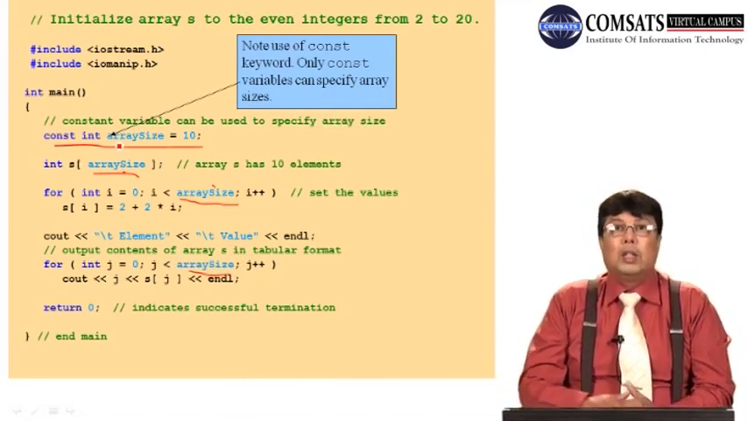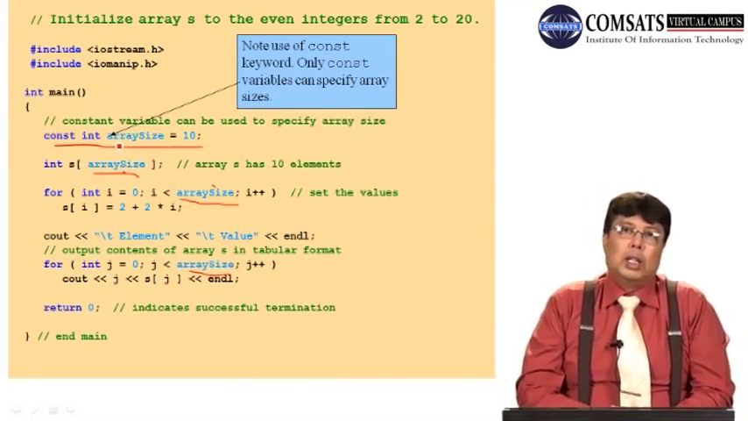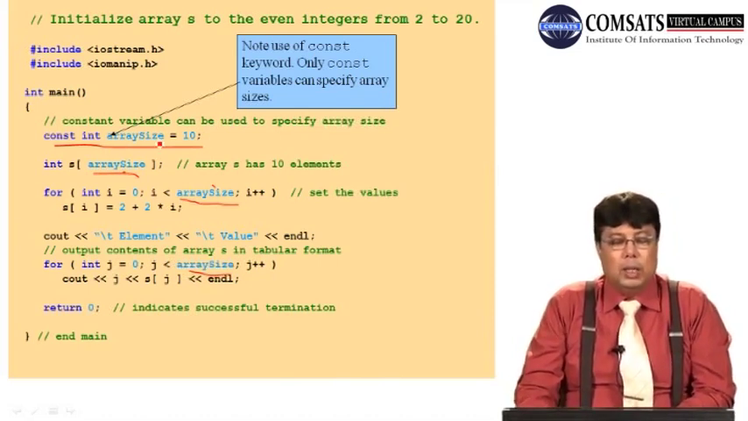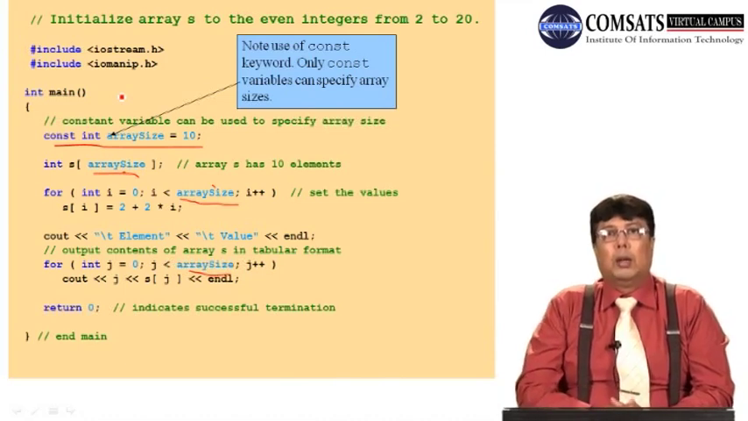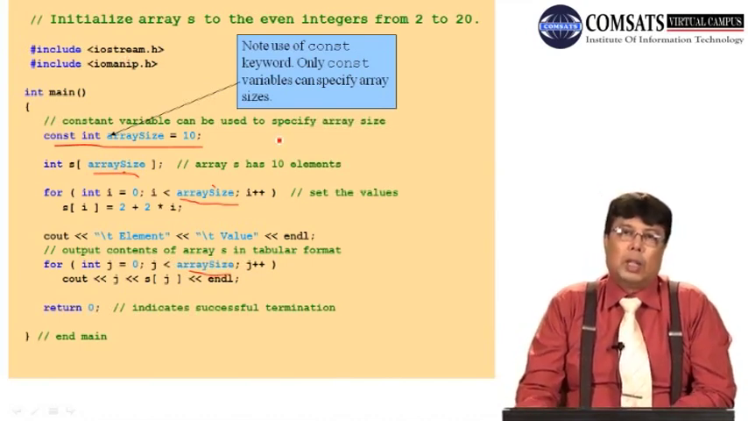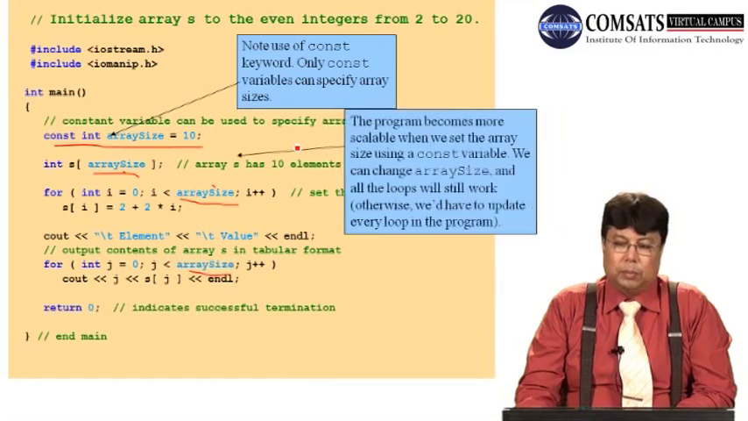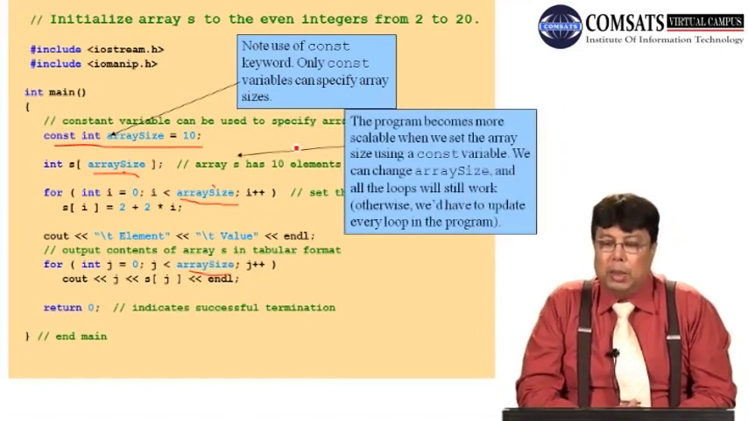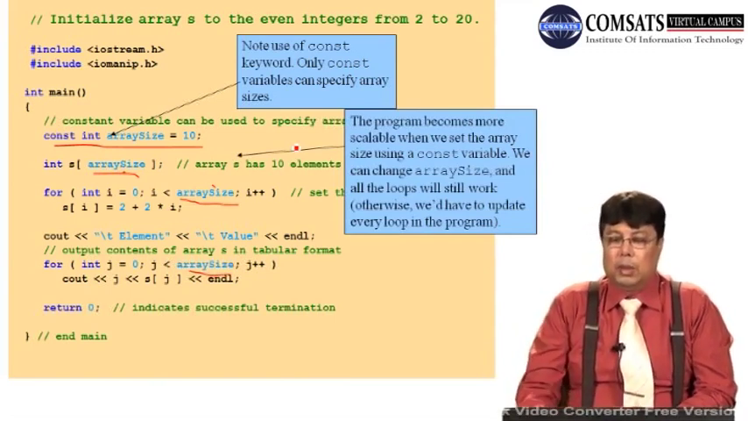So in this way, if we want to change the size of the array for the next execution, we can simply change the constant value here, and in all the places where we have used this particular variable as a constant, the size is changed. It also lets you declare the array of the size that you adjust. So the program becomes more scalable when we set the array size using a constant variable.